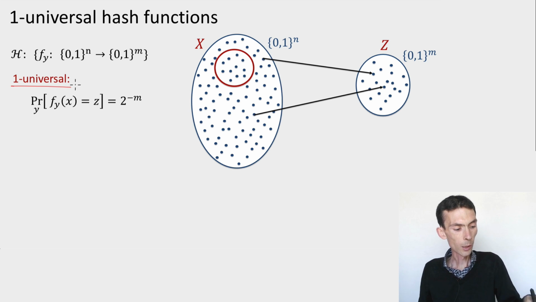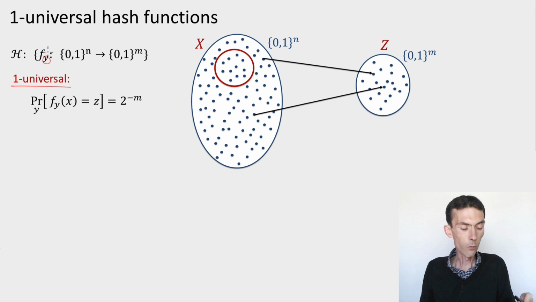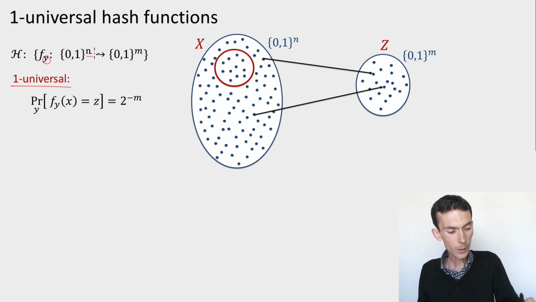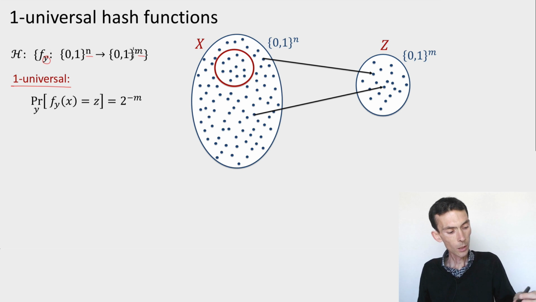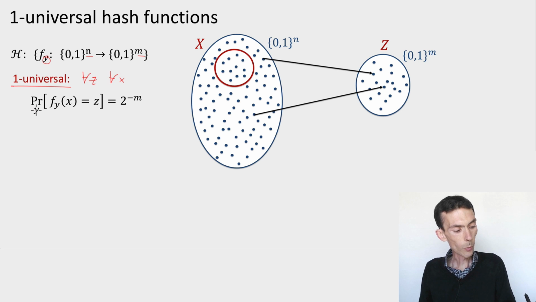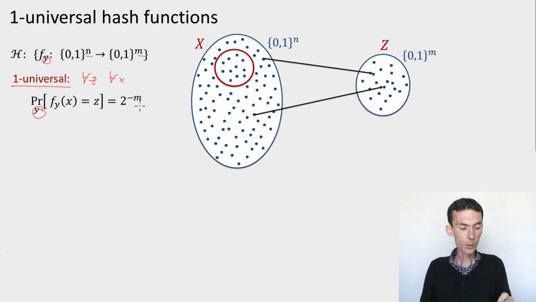So these hash functions are parameterized by an index y. Y ranges over the set of indices over which the family is defined. They map n bits to m bits. And the family is called universal if it is the case that for every z output and for every input x, the probability when I choose a random function from my family that it maps x to z is 2 to the minus m. So this guarantees that if I choose a random function, whatever the input, it's mapped to a uniformly random output. This looks like a desirable property.